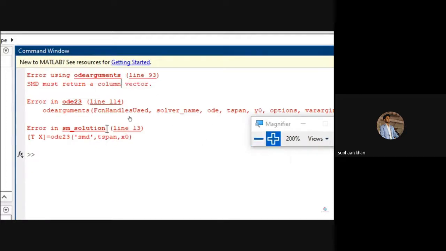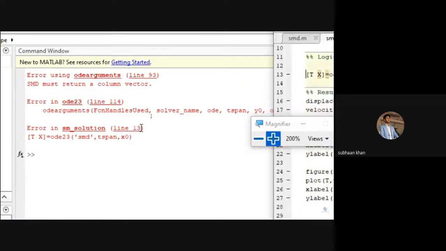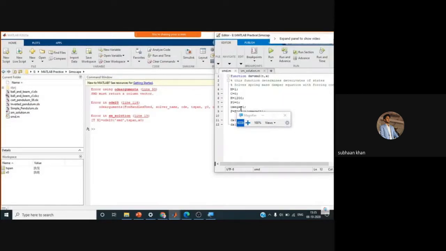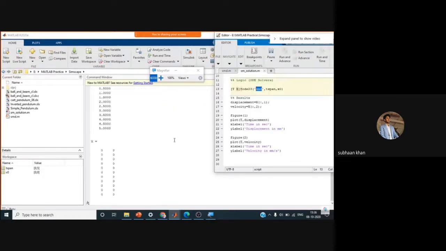So what is to be done? You need to just go to this location, where this SMD function you have supplied. So you go back to the SMD function. In this SMD function, I need to do one thing, convert row to column. That is a transformation I can do. How can I do it? I can just put a dash, dx equal to dx dash, which will convert the row vector to a column vector, and then I'm going to save it. Once I save it and run it once again, it will solve your problem.